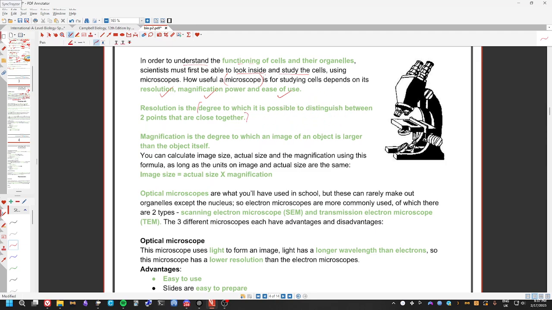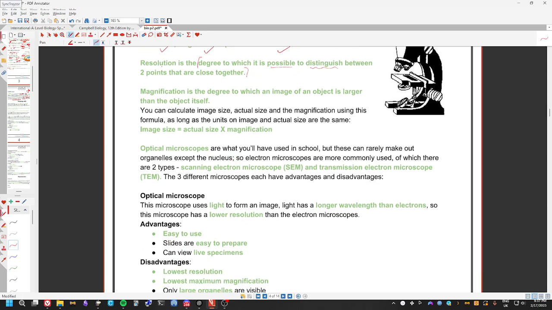So, the degree to which it is possible to distinguish between 2 points that are close together, that's going to be your resolution definition. It's important, you should try to remember this. Magnification now: the degree to which an image is larger than the object itself. The image of an object is larger than the object itself. This is going to be your second definition. Pretty important.